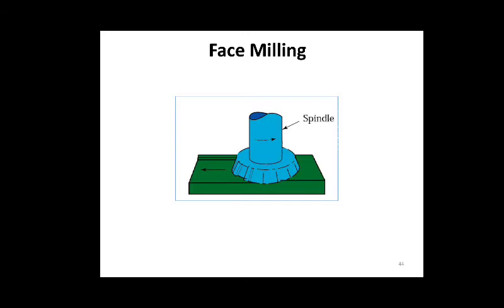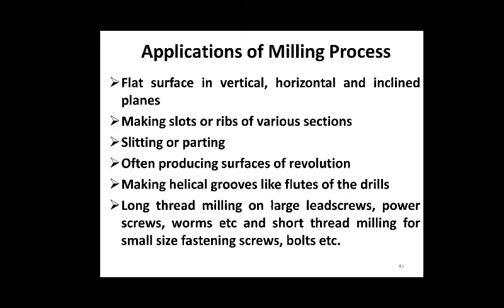And the applications of the milling process are flat surfaces in vertical, horizontal and inclined planes, making slots or ribs of various sections, slitting or parting, often producing surfaces of revolution, making helical grooves like flutes of the drills, long thread milling on large lead screws, power screws, worms, etc., and short thread milling for small size fastening screws, bolts, etc.